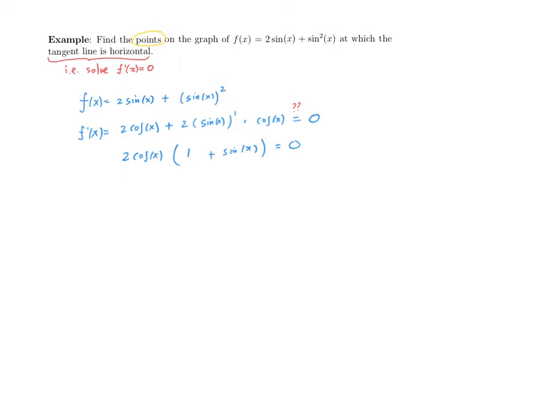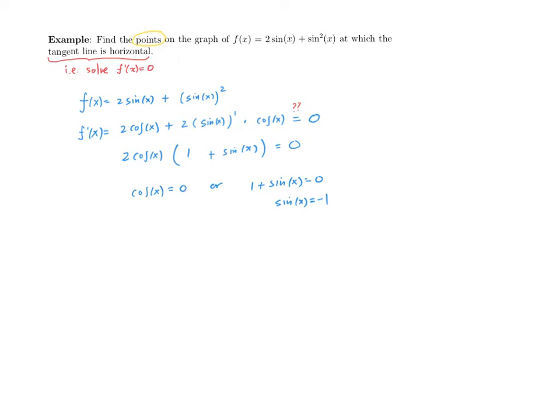And recall, the only way a product of 2 things can be 0 is if one or the other of the 2 things is 0. That is to say, cosine of x is 0, or 1 plus sine x is equal to 0, which means sine of x is minus 1. So we need to decide what are the values of x, and note there's no restrictions whatsoever.